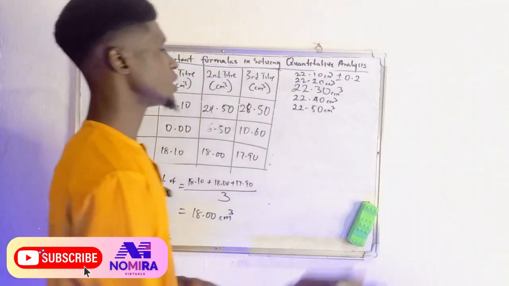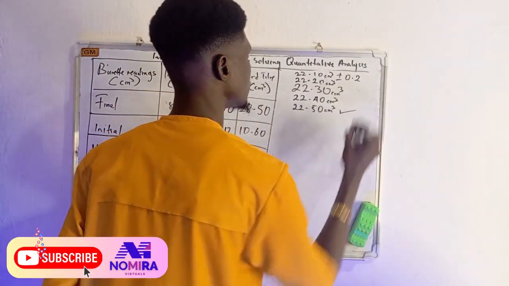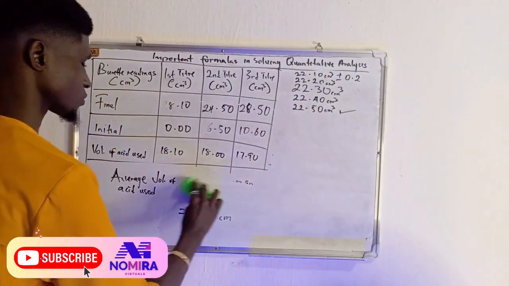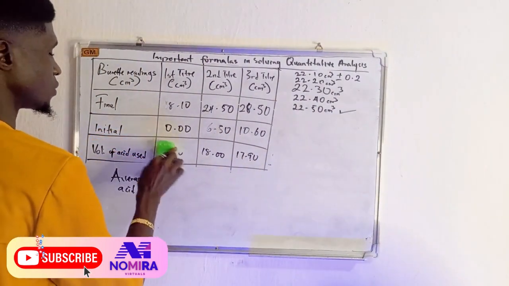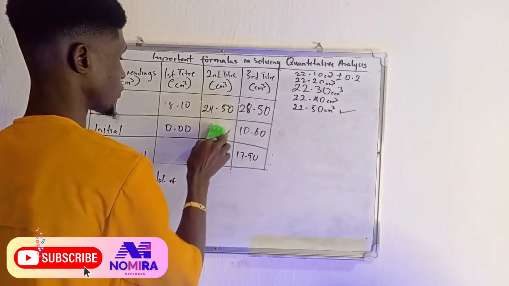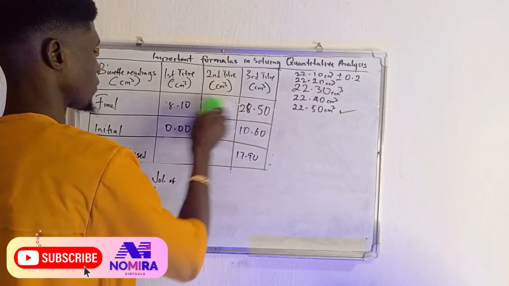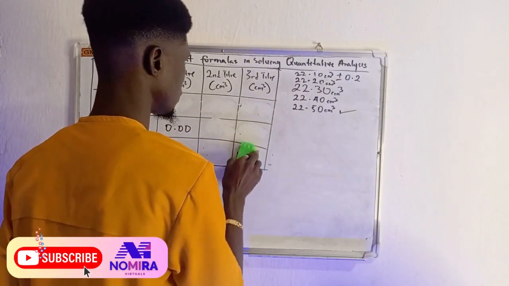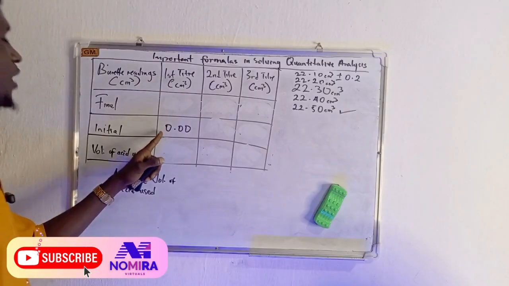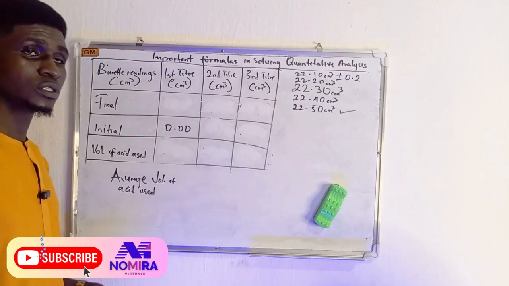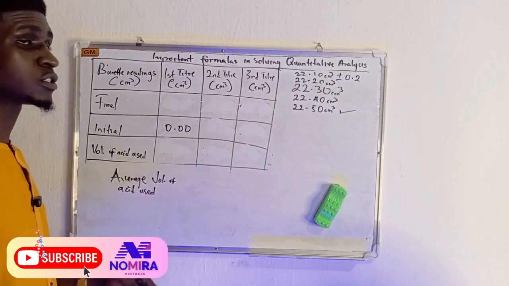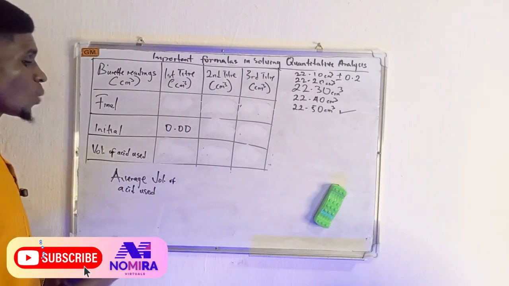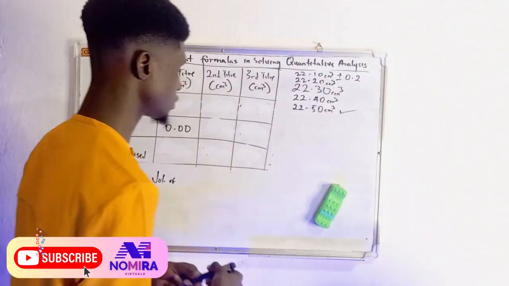Is that okay? So let us choose one. Let's say we want to get 22.50 cm cube. Okay? So let's wipe this. Your first titre must have initial of 0.00, okay, because it shows that you filled the burette while conducting your titration. Okay, so we want to get 22.50 cm cube.